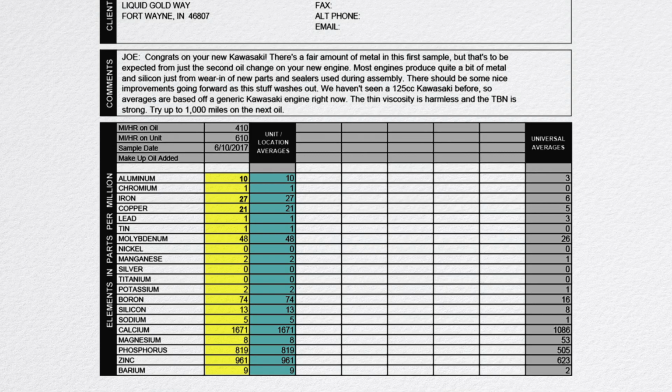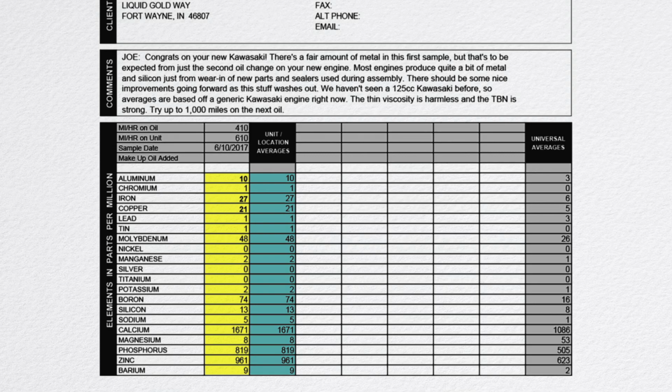Now, right now, that unit location average column is a 1 of 1. There's only one sample to reference. As such, it's a replica. But as more samples from this engine join the file, you will see that unit location average column begin to form a specific set of averages for this client's results.